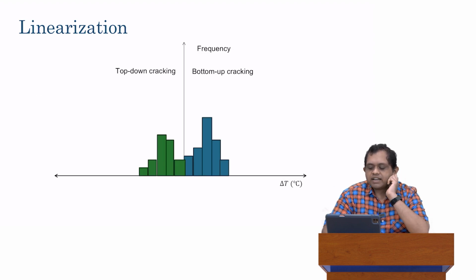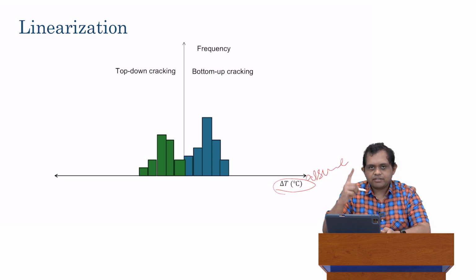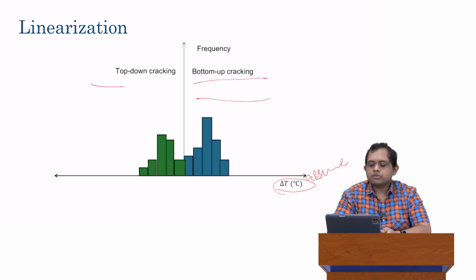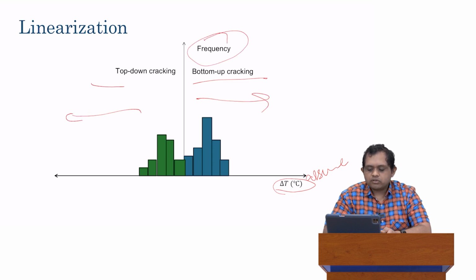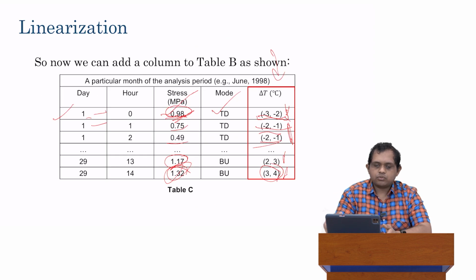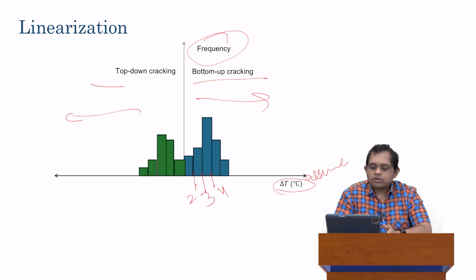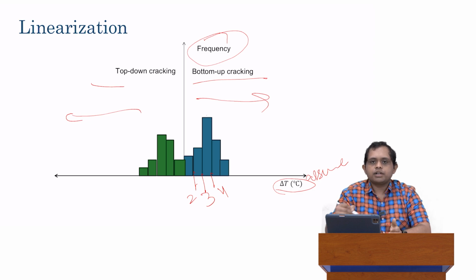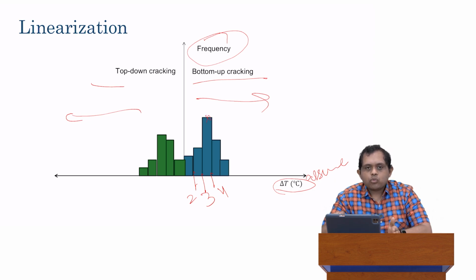What we have here is this delta T. Again, this delta T is the assumed value. So it's at every 1 degree Celsius. For bottom-up separately, for top-down separately. So bottom-up is going to be positive, top-down is going to be negative, and we get the frequency of each of those bins. So for example, this bin might be 2, 3, this bin might be 3, 4. For each of those values which we got in table C, we just calculate the frequency and we plot it into this histogram. So we get this sort of a histogram.